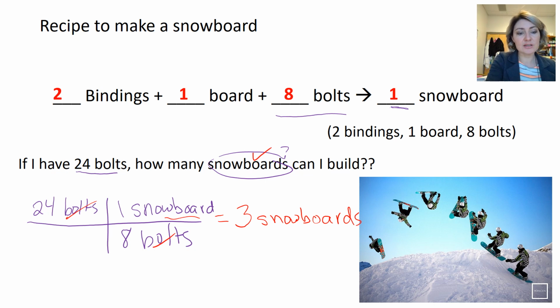So what we did is we used the ratio of snowboards to bolts, those coefficients in front of there, to figure out how many snowboards we could build. So that is essentially stoichiometry.